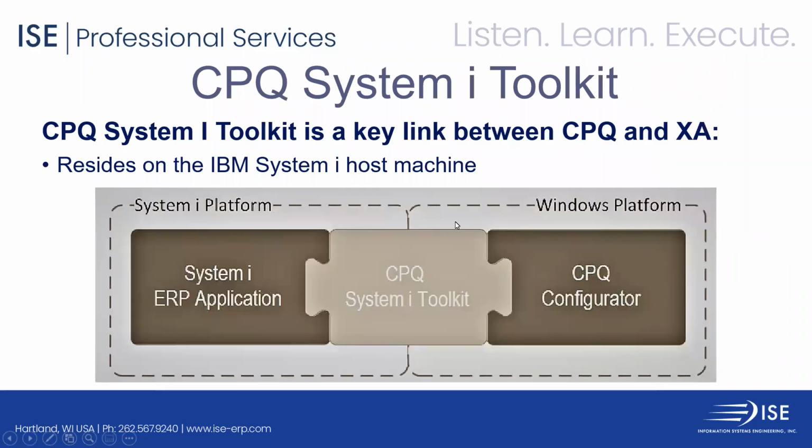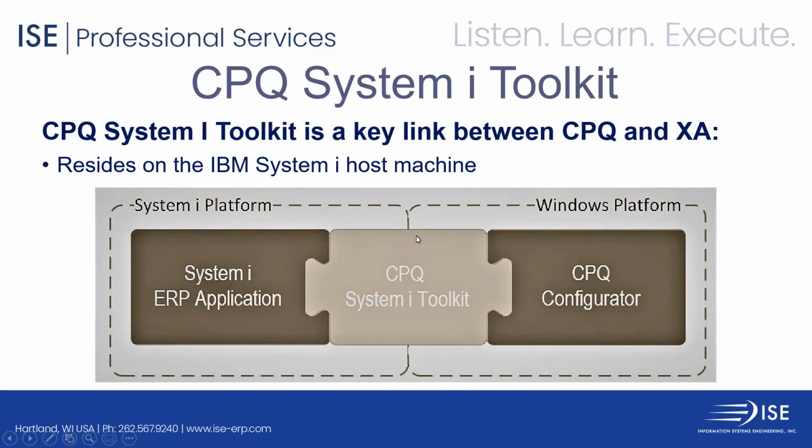There is a piece in the middle that often gets overlooked, the CPQ System I Toolkit. And this is a key link between CPQ and XA, because when you click the finish button, technically CPQ pushes the data into the System I Toolkit database tables. So they're out on your IBM System I host machine. You can define which library they reside in. That was on that previous screen. And that's how your configuration data for each configuration then ends up on your IBM machine.